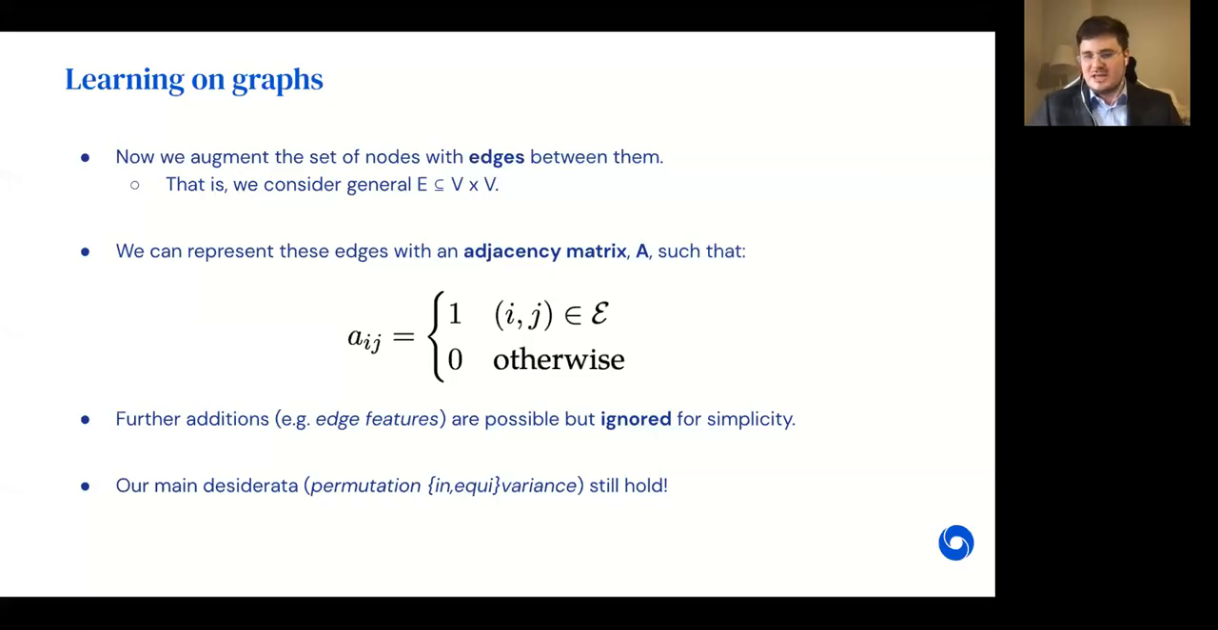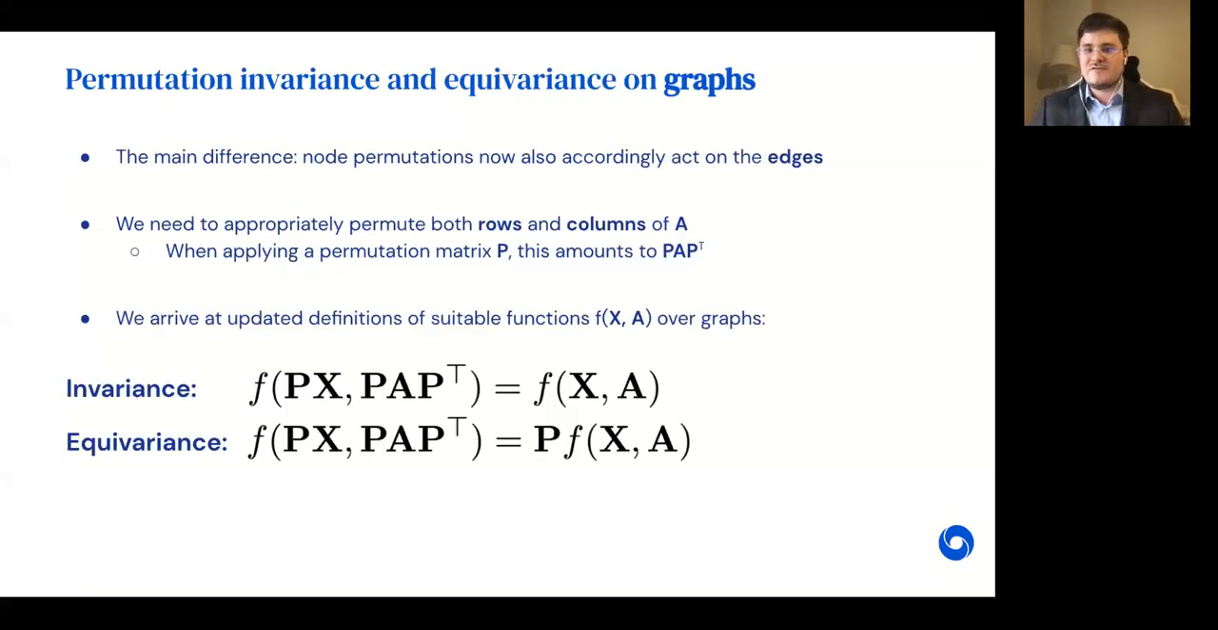And the main things we want, permutation invariance and equivariance, they still hold. We just need to express them slightly differently. So the main difference now is that when you apply a permutation to the nodes, you're also applying a permutation on the edges, right? Because the rows of the node feature matrix correspond to both the rows and the columns of the adjacency matrix. You need to apply a permutation matrix to both the rows and the columns of A in isolation. And this is conveniently written down as PAP transposed.